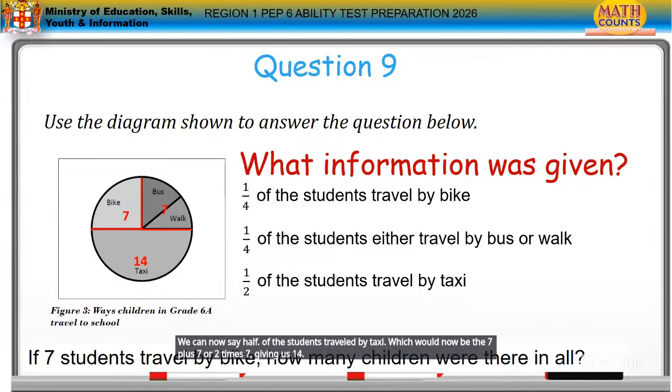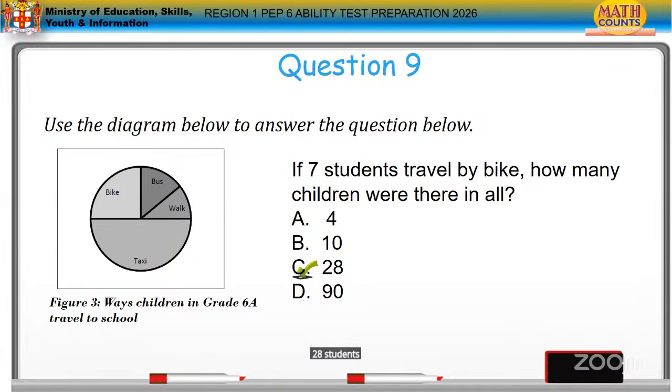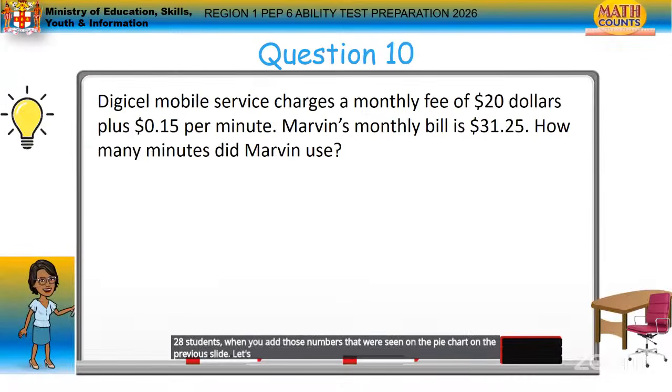But now the question is, how many children were there in all? And you got that from the outset. So there we have it, 28 students when you add those numbers that were seen on the pie chart on the previous slide. Let's move on to another question. Question 10.